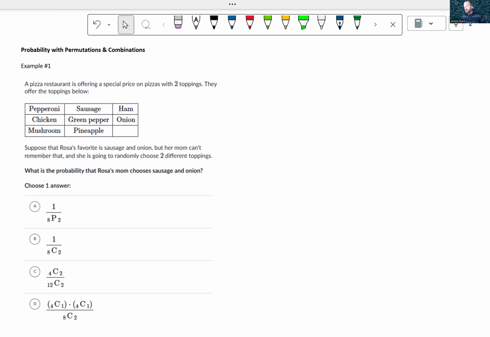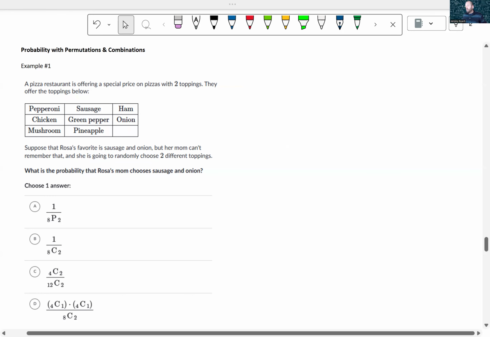So let's look at our first example. It says a pizza restaurant is offering a special price on pizzas with 2 toppings. They offer the toppings below, and those are all the toppings that we have to choose from. It looks like we have 8 toppings altogether. So n equals 8 and r equals 2.